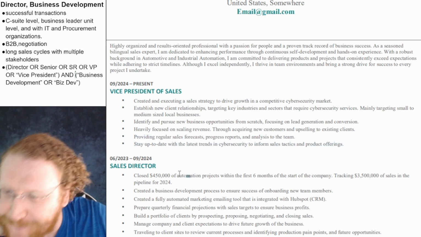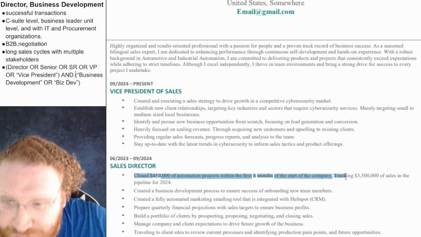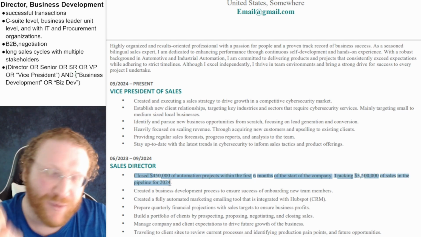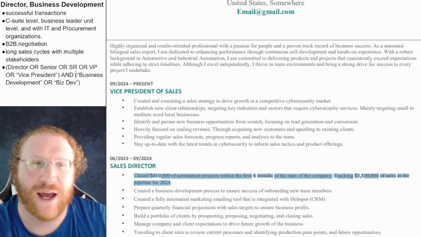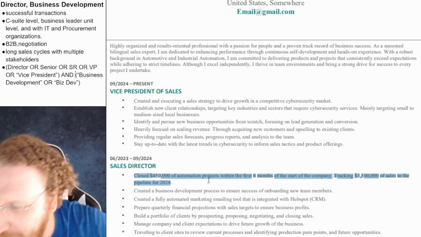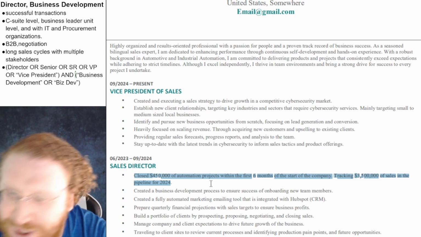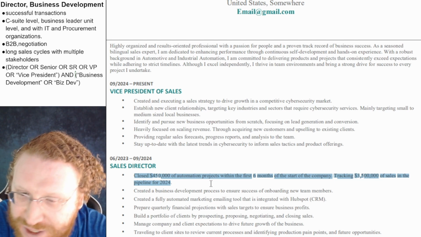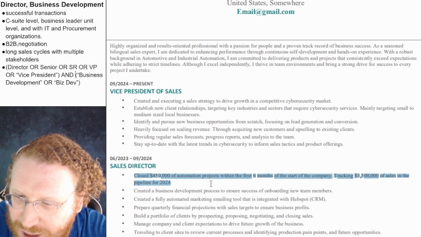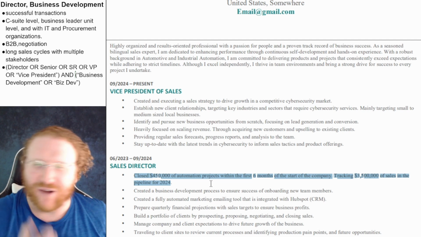So, close 450 of automation project within the 4-6 months of the start of the company. Tracking sales. I don't know what the second part is, but this is solid. Remember, every single one is a single line. So every single bullet point is a single line. Created a business development process for onboarding of new team members. Again, how was that successful? But it's not bad. You see portfolio of clients. Okay, yeah. I don't know if I need to read the rest of this.